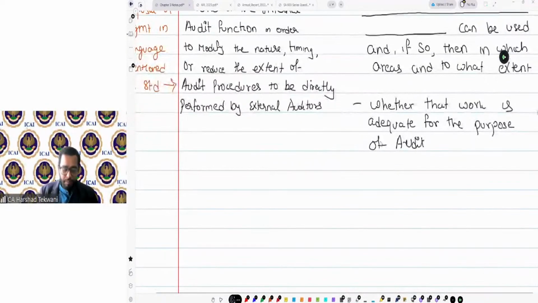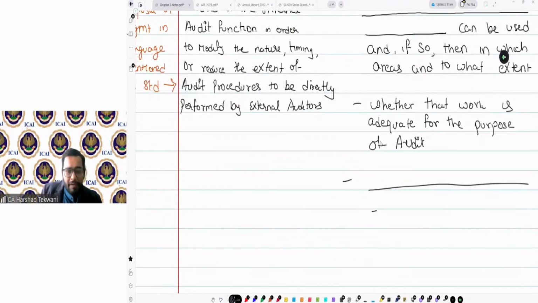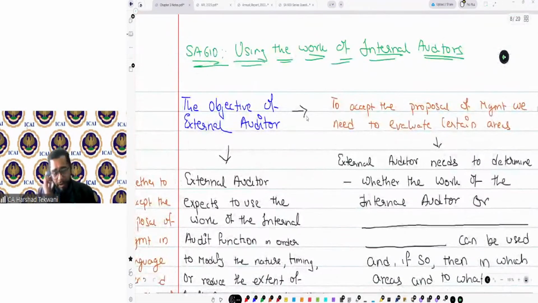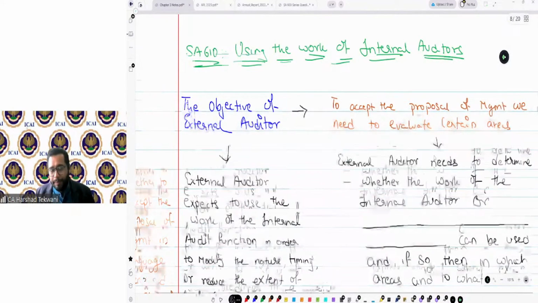Or third portion, dash for three lines because I am yet to discuss this one. Okay. So I need to evaluate this. Fine.